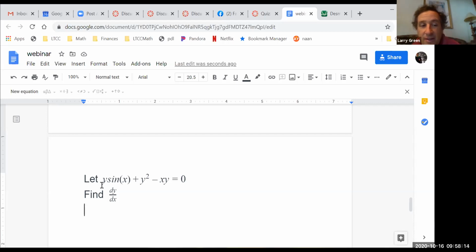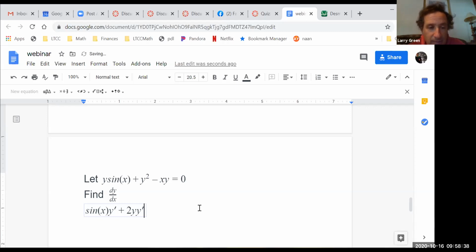Going to have to take the derivative of each term. Yeah, of both sides. So product rule for the first one. So let's do it. Derivative of the first is just y prime, so you get sine of x times y prime. I usually like to write my y primes on the right-hand side. It's a good idea. And then plus 2y, y prime.